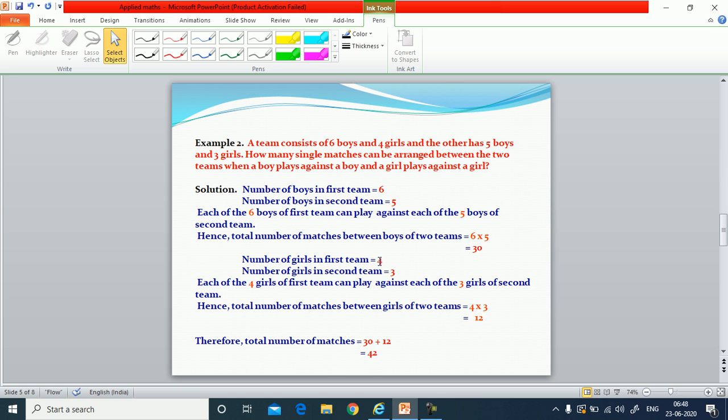Now in the same way we will check for the girls. Number of girls in first team are 4 and those in second team are 3. So each of the 4 girls of first team will play against the 3 girls of second team. That gives us the total number of matches between girls of two teams. So it is coming out to be 12. So these are the matches amongst the boys. These are the matches amongst the girls. That means the total number of matches will be obtained by adding 30 and 12, which comes out to be 42.